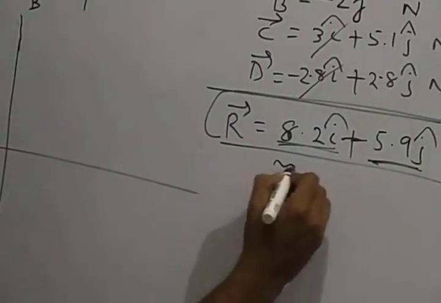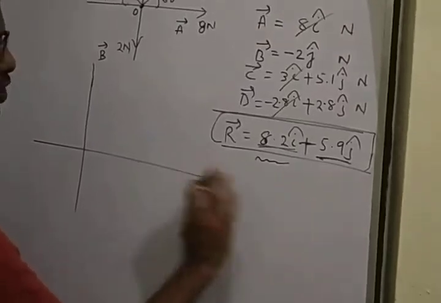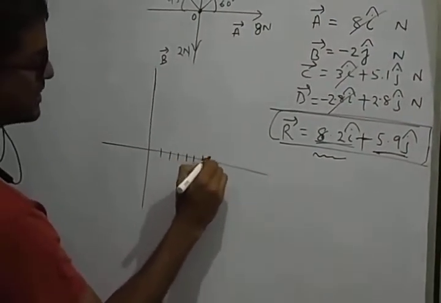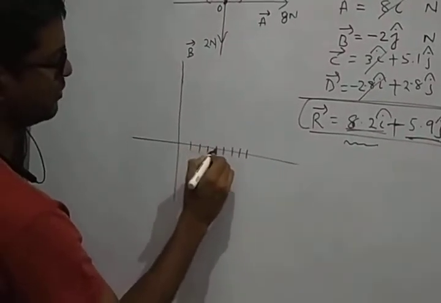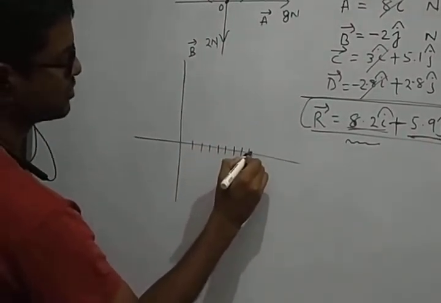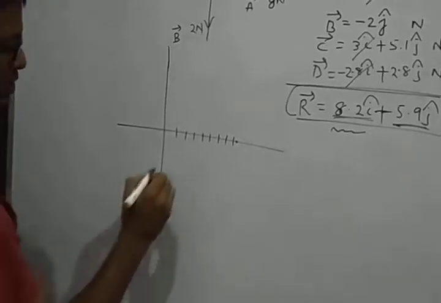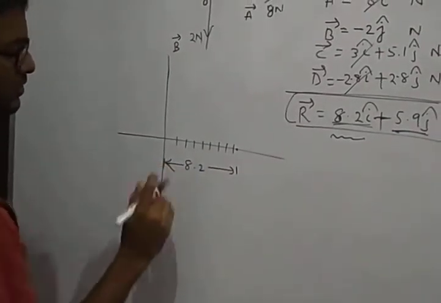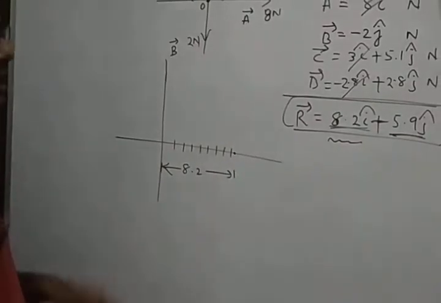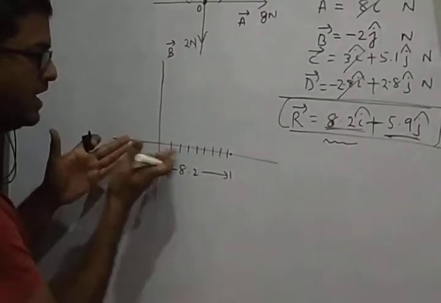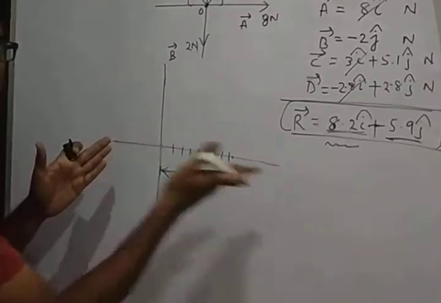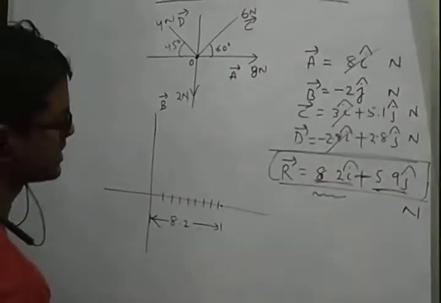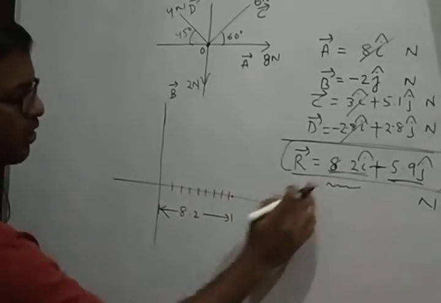It means I have to go by a distance of 8.2 along positive x-axis. So 1, 2, 3, 4, 5, 6, 7, 8. So 8.2 is like this. So this distance is nothing but 8.2, this length. Or you can say 8.2 Newton. If I represent this x-axis in terms of forces, Newton, so this is basically in Newton. It's a force. All the four forces are taken.